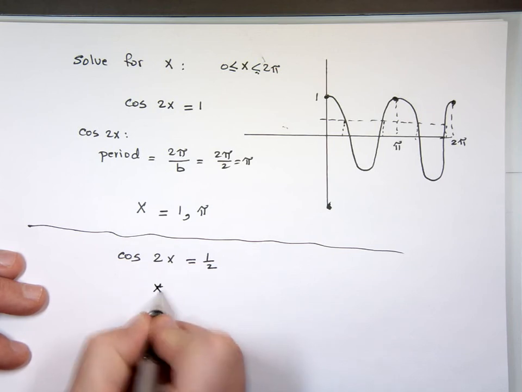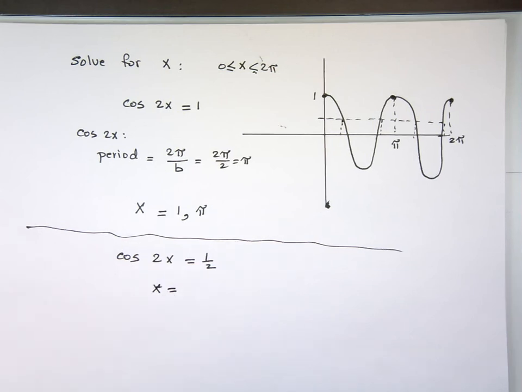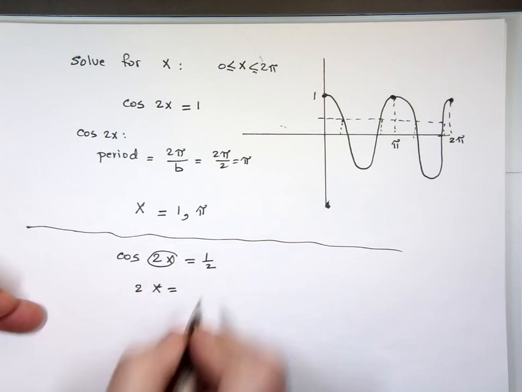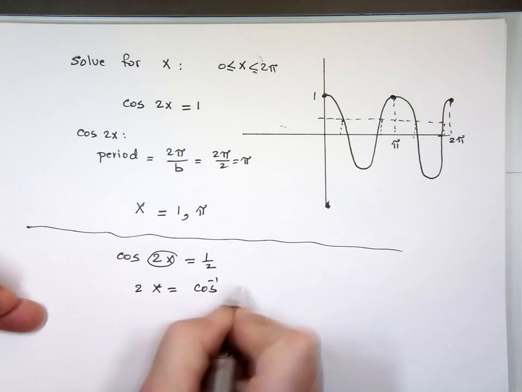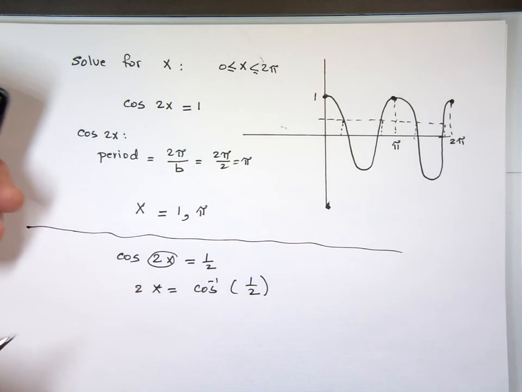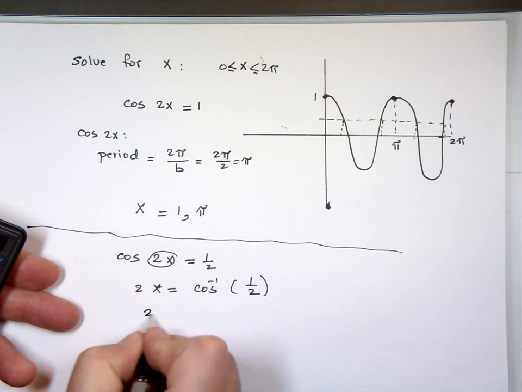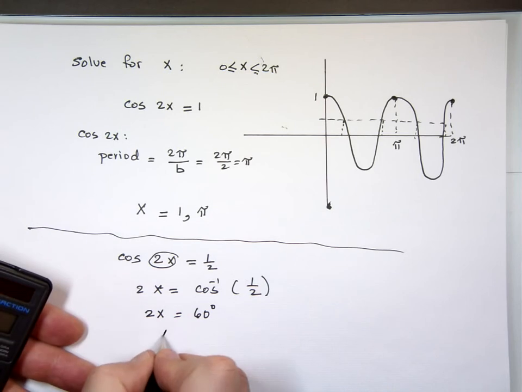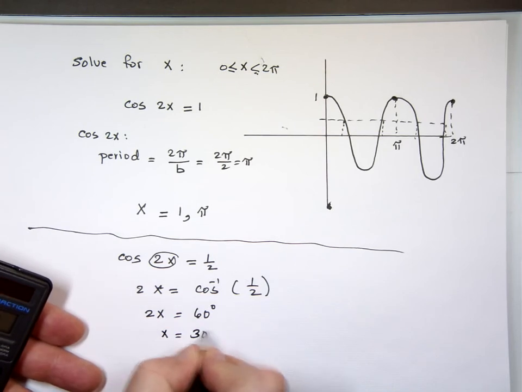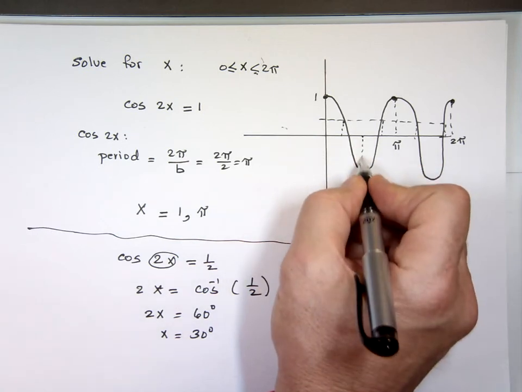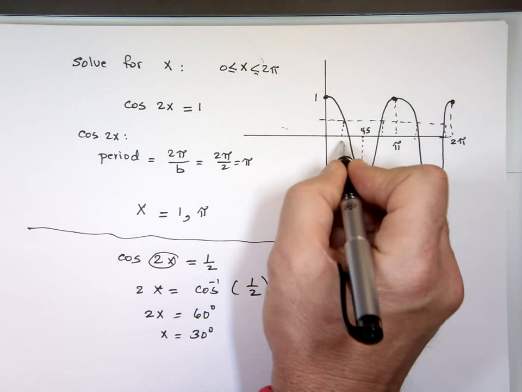So where's the cosine equal to 1/2? We say 2x, because that's what this one is, equals the inverse cosine of 1/2. On the calculator, 0.5 inverse cosine says 60 degrees. 2x equals 60 degrees. We'll convert that to radian later. That means x equals what? 30 degrees. That's this one. Remember, this is the 45 here. That's the 30. This is the 90.